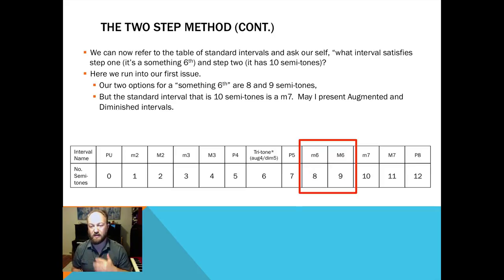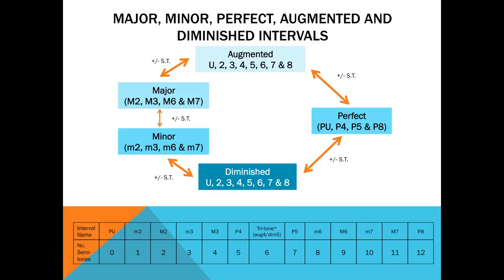Okay, so how do we say it's a something sixth, which is 10 semitones? Well, we need to start talking about augmented and diminished intervals. Okay, this might seem a little scary and confusing, but I think it's quite straightforward. Let me explain it to you. So on the left-hand side, we have our major and minor intervals. Remember, major and minor second, major minor third, major minor sixth, major minor 7th.